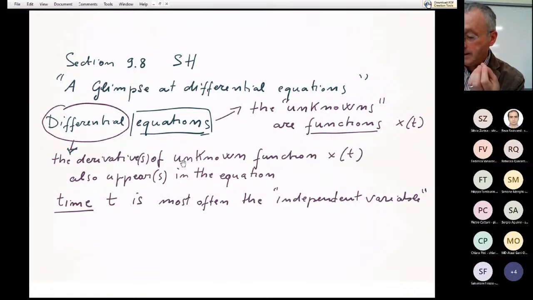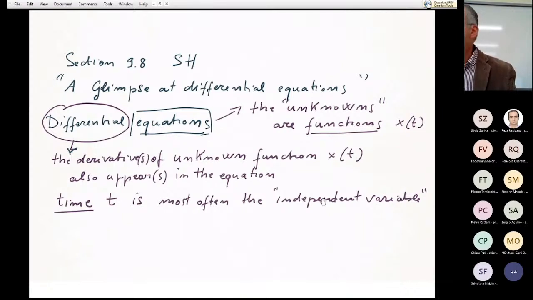Time t is most often the independent variable. So in dynamics, of course, the independent variable is time t, and the unknown functions are functions of time. But in general, in mathematics, a differential equation need not be defined in a way that the independent variable is time. It could have any meaning, okay, or just be a formal equation.